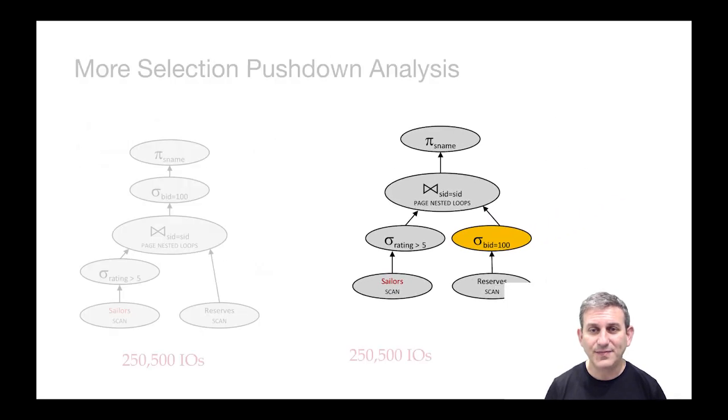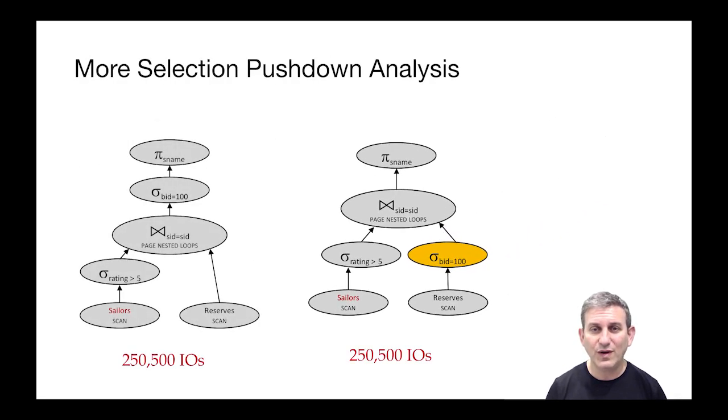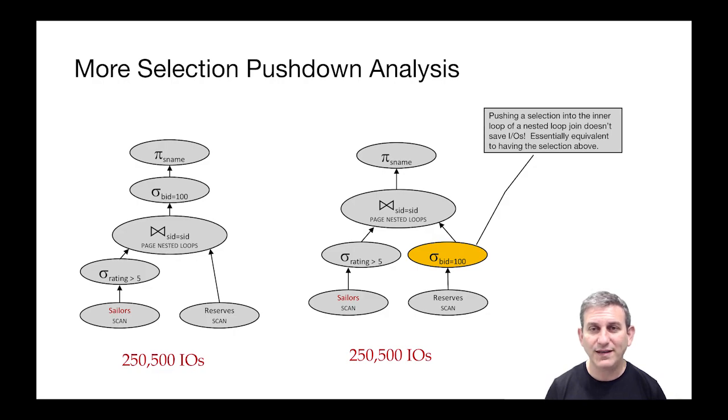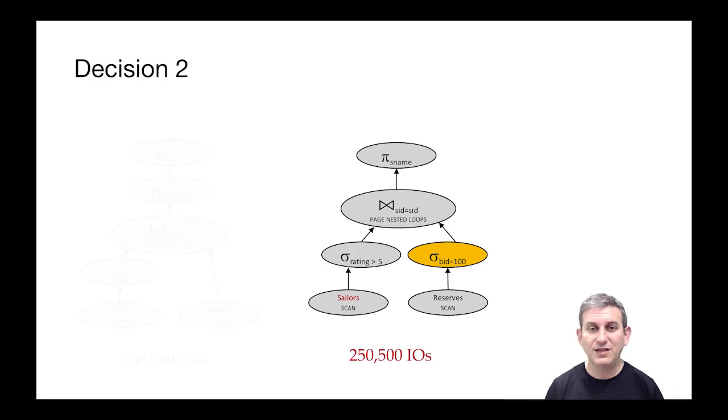In essence, when you push a selection to the right-hand side of a nested loops join, it doesn't save IOs, because the selection's happening on the fly after the IO pass of reserves each time we loop through it. So this is essentially equivalent from a cost perspective to having the selection up above. It makes no difference in the cost. So the decision here might be to push it down or to not push it down. They're equivalent.